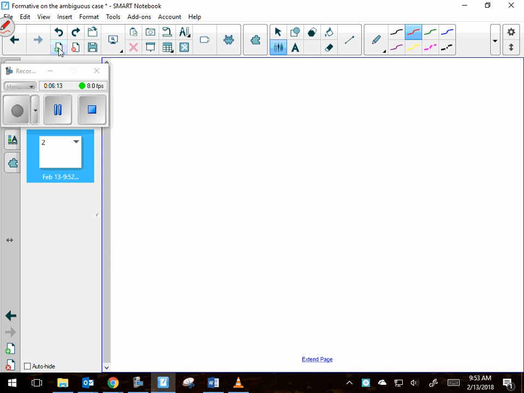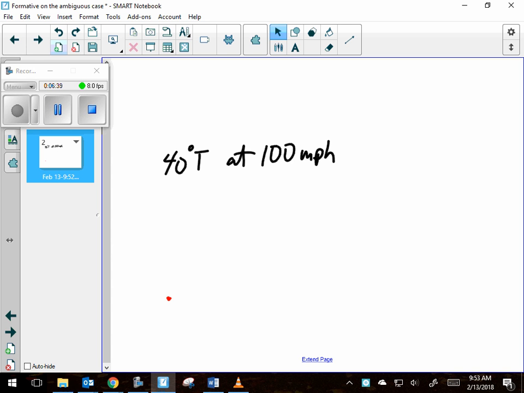Let's do one simple bearing question. All right, we're going to start in the lower left-hand corner, and this is going to be a boat, and it's going to be heading at 40 degrees true bearing at 100 miles per hour. It is a cigarette boat flying across the lake.